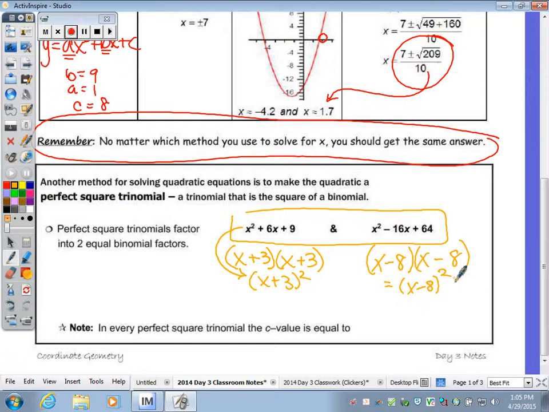Now in every perfect square trinomial, and I'm going to give you a couple minutes to talk about this with somebody close by, there's a relationship between your b value and c value. Down here we're going to fill this in. It says in every perfect square trinomial the c value is equivalent to, and I want you to see if you can fill in that blank. So take a moment, discuss the relationship between your b value and c value.